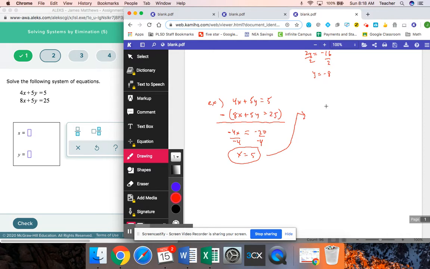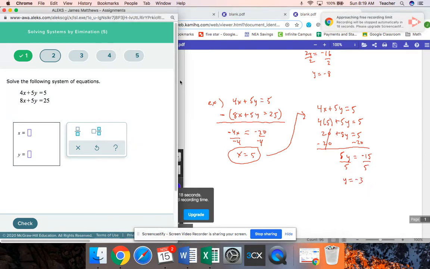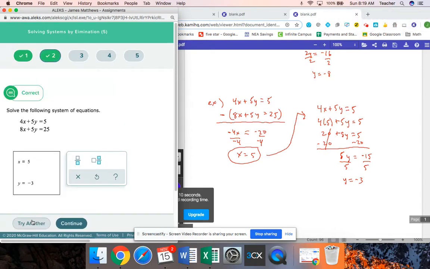I can use either of these. I'm going to use the first one just because it's the first one. I know x is 5, so 4 times 5 plus 5y is equal to 5. 20 plus 5y is equal to 5. Subtract 20 from both sides. I'll see that 5y is equal to negative 15. Divide both sides by 5. y is equal to negative 3. So by solving this by elimination, I found that x is 5 and y is negative 3. And again, unless I rush too quickly, we should be good.